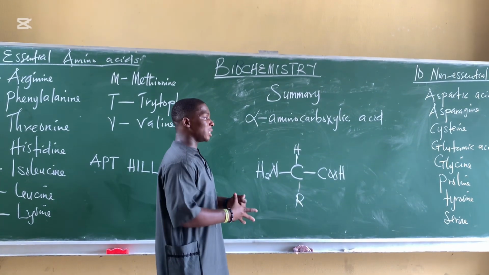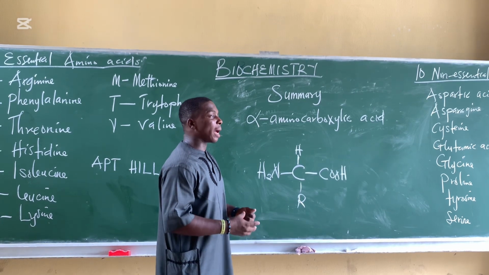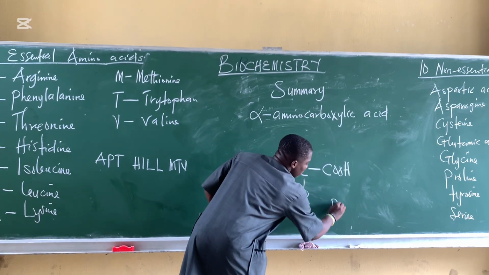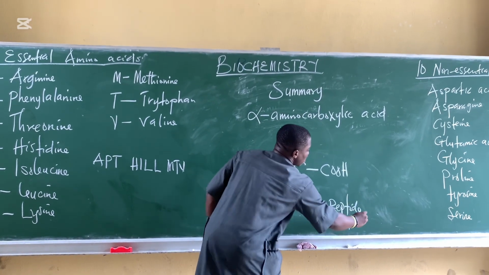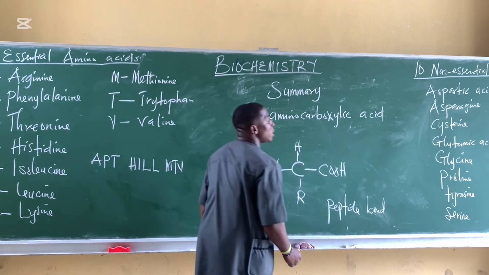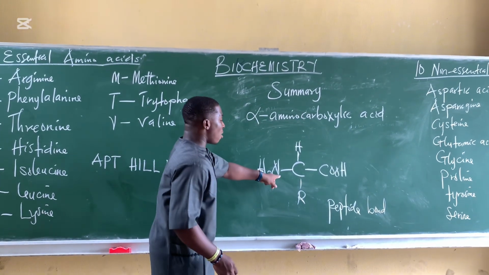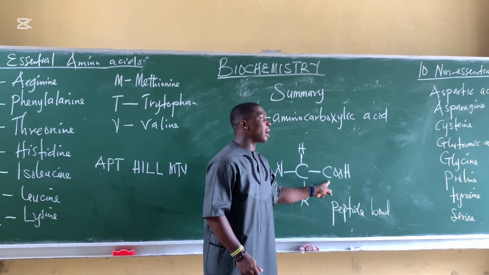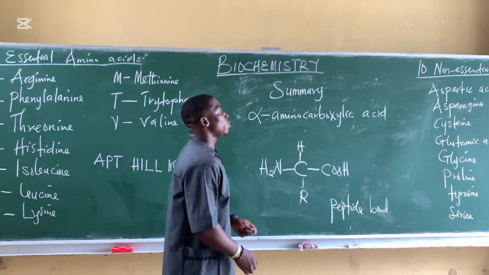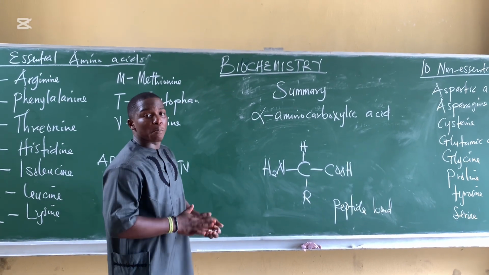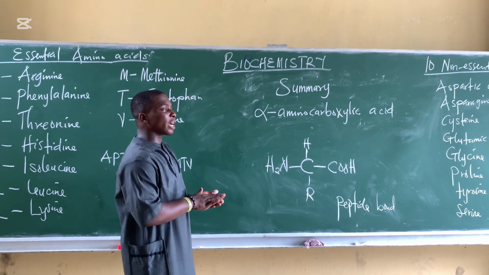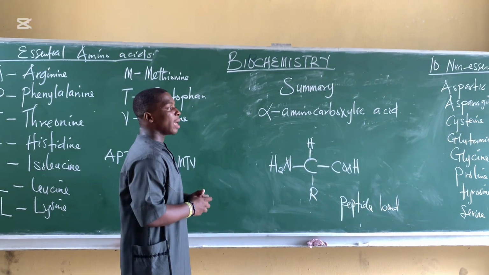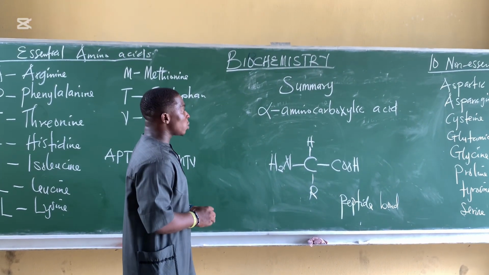We said amino acids are linked covalently to each other by a bond called a peptide bond, formed between the alpha amino group of one amino acid and the alpha carboxylic group of another. And we went further to look at the classification of amino acids based on nutritional requirements: essential amino acids and non-essential amino acids. So this is what we can take for today's class.